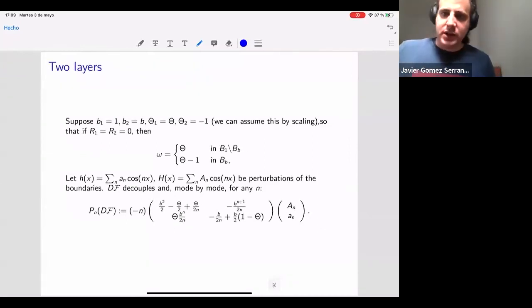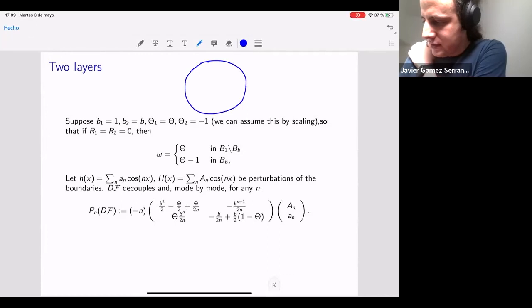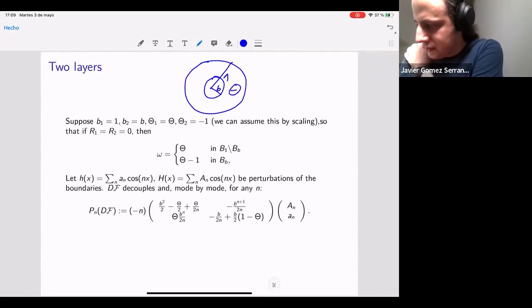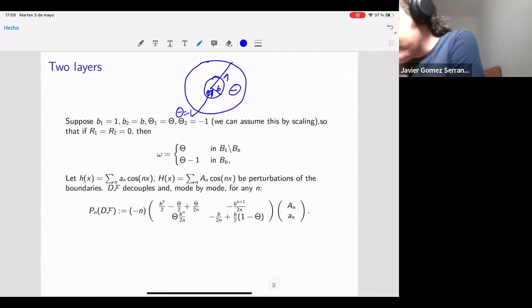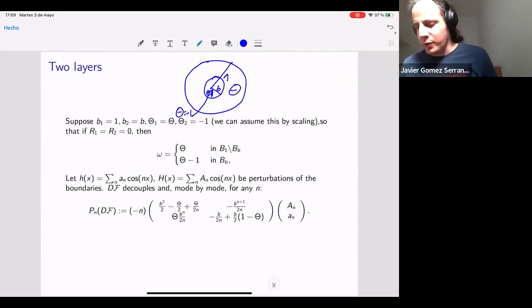So let's warm up and look at the 2-layer case. If we have 2 layers, let's say we normalize things so that the outer layer is 1, the inner is b. This I'm going to call theta, and here I'm going to put -1. This is also where we started. If we take 2 layers, this is how the vorticity looks: it's the superposition of these two disks, and then everything looks good. We look at the operator, and the operator diagonalizes if we do Fourier in the angle. So if we do Fourier in the angle, then life is pretty good.